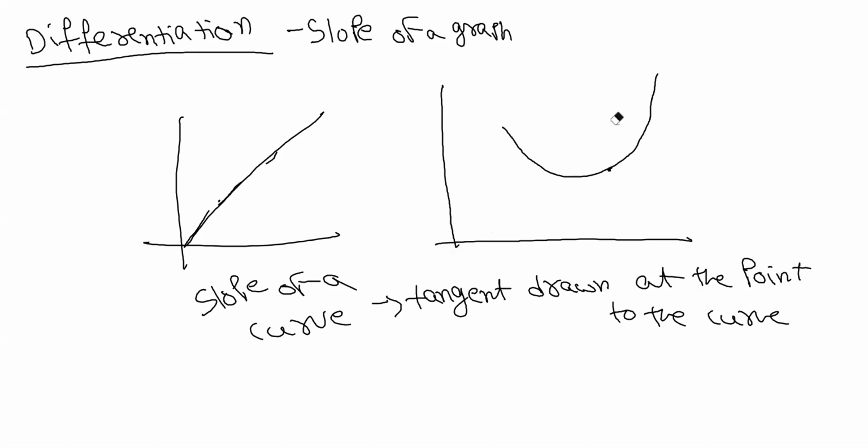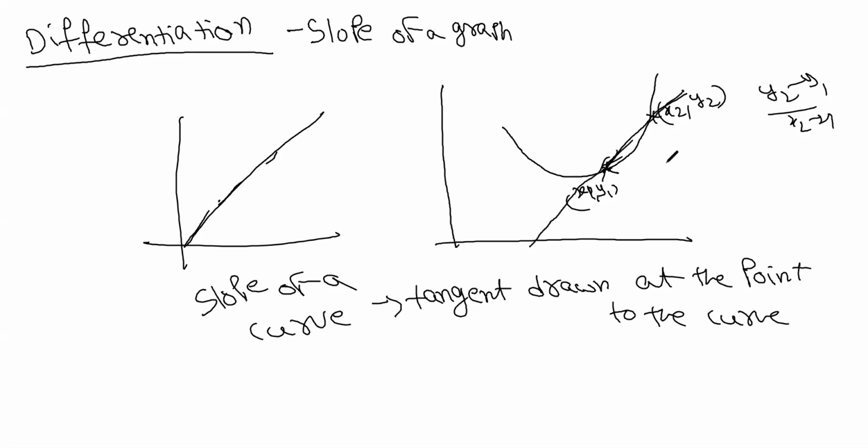Now, suppose for this curve you want to find the slope by using y2 minus y1 by x2 minus x1. Here it is x1, y1, and here it is x2, y2. The formula is y2 minus y1 by x2 minus x1. But if you draw this line, it is cutting the curve.